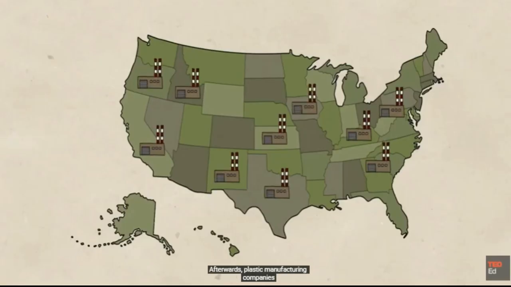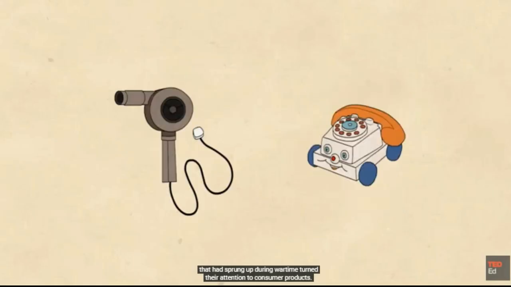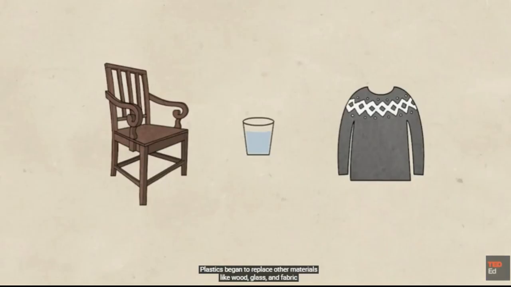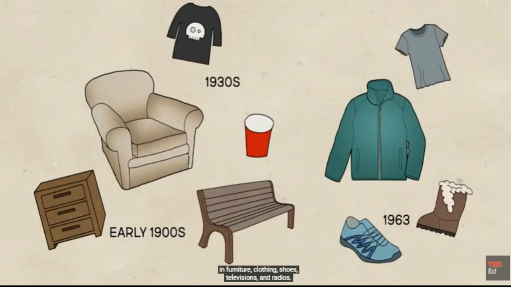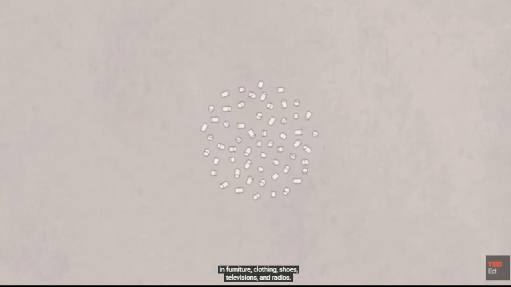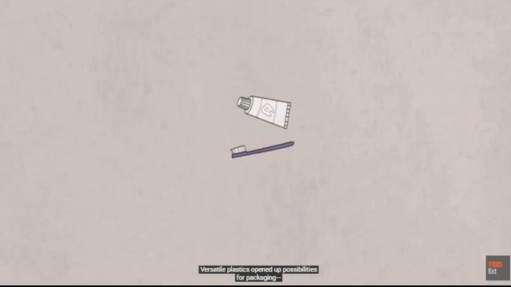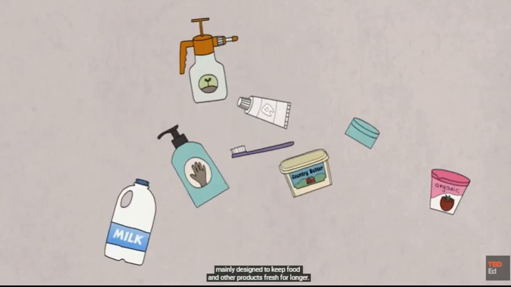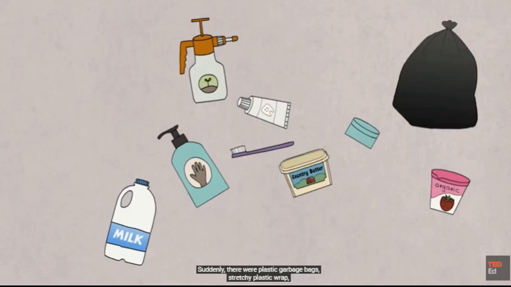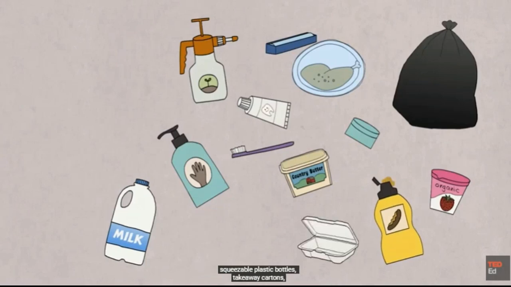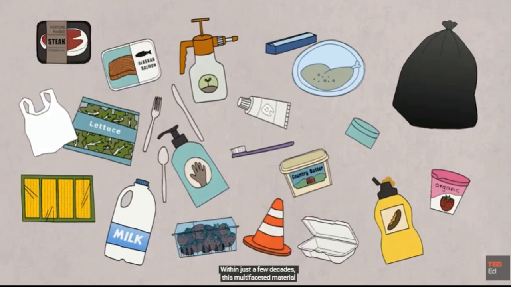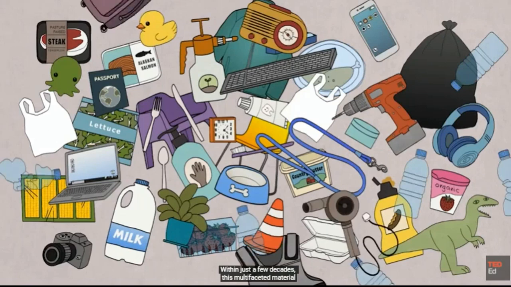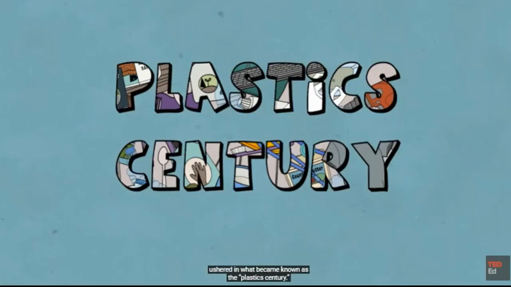Afterwards, plastic manufacturing companies that had sprung up during wartime turned their attention to consumer products. Plastics began to replace other materials like wood, glass, and fabric in furniture, clothing, shoes, televisions, and radios. Versatile plastics opened up possibilities for packaging, mainly designed to keep food and other products fresh for longer. Suddenly, there were plastic garbage bags, stretchy plastic wrap, squeezable plastic bottles, takeaway cartons, and plastic containers for fruit, vegetables, and meat. Within just a few decades, this multifaceted material ushered in what became known as the plastics century.